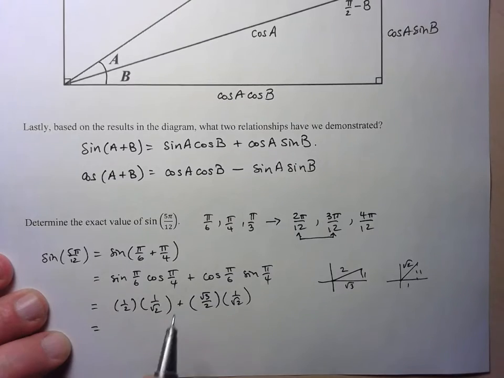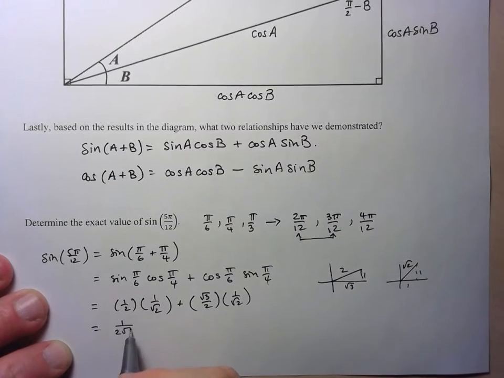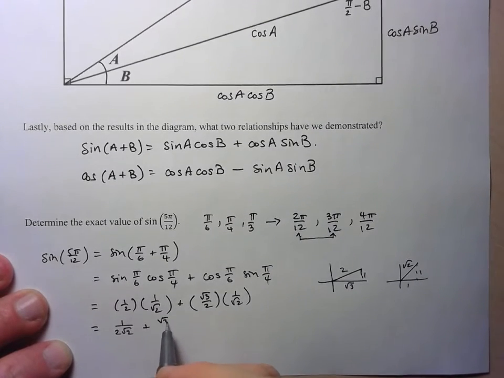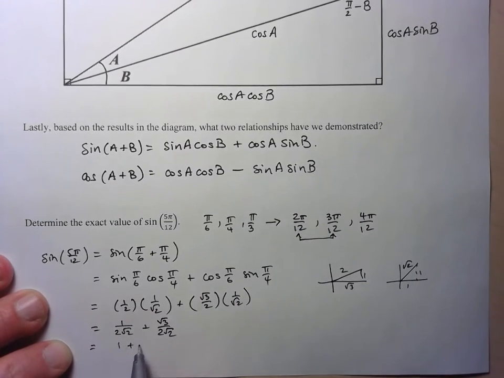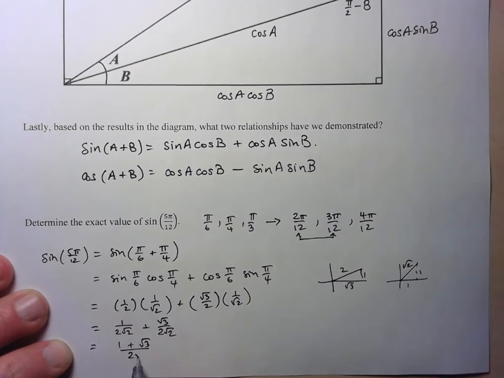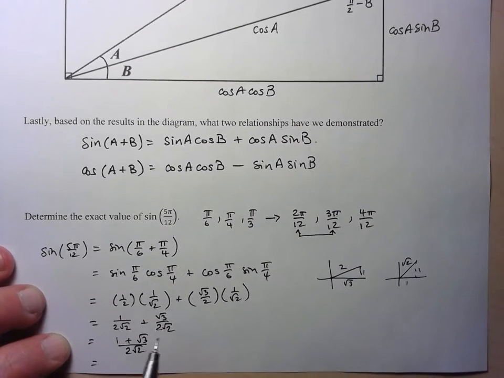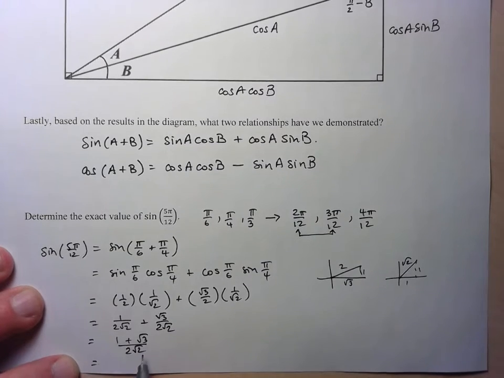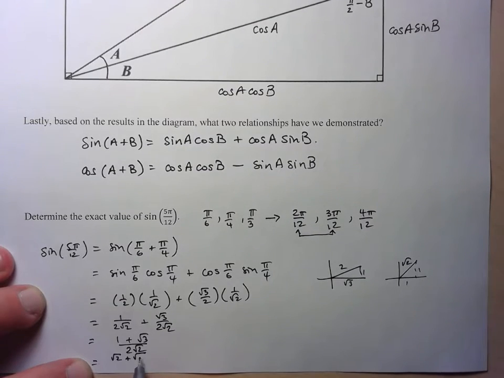And now we just have to simplify. So this is 1 over 2 root 2 plus root 3 over 2 root 2, which gives us 1 plus root 3 over 2 root 2. And I'm actually happy to accept this as a final answer, but if you did want to rationalize the denominator, let's just multiply numerator and denominator by root 2. So this gives us root 2 plus root 2 times root 3 is root 6 over, well, root 2 times root 2 is 2, times the other 2 is 4, and there's our final answer.